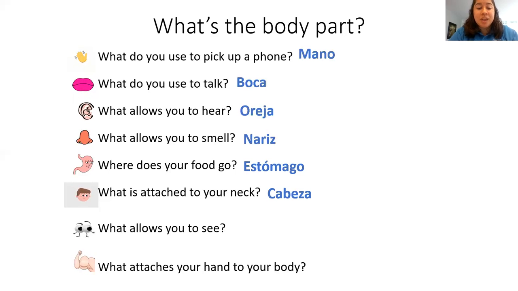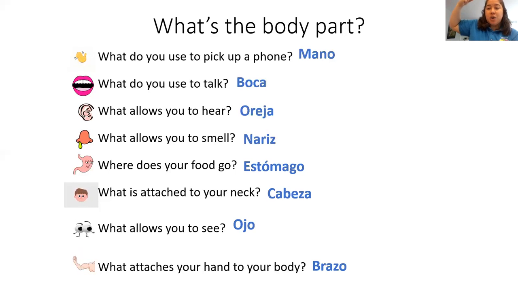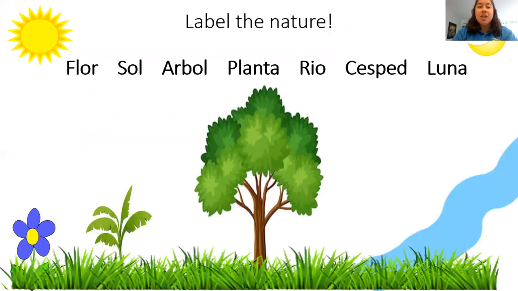Cabeza. All right, what allows you to see? They could be azul, they could be cafe, they could be verde, your eyes. They're all different kinds of colors. What is your eye in Spanish? Your ojo. Ojo. And then finally, what attaches your hand, your mano, to your whole body? That is your arm, your brazo. You got strong brazos, you got strong arms. All right, I think this is the last one.